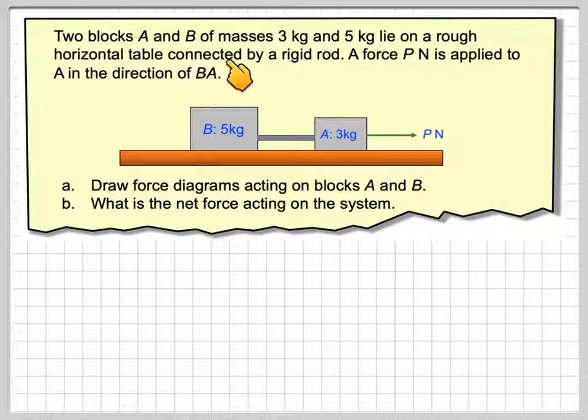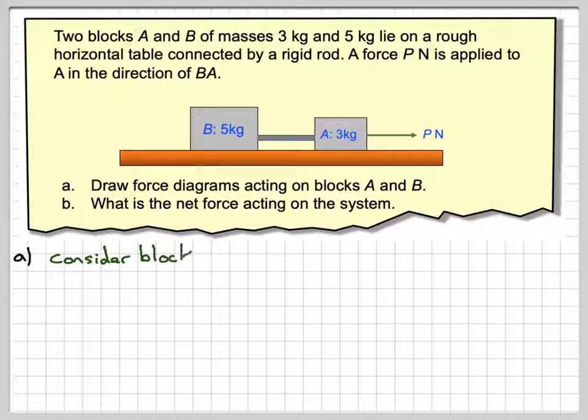Two blocks A and B, of masses 3 kilograms and 5 kilograms, lie on a rough horizontal table. Rough means we're going to have friction. They are connected by a rigid rod. A force of P newtons is applied to A in the direction of BA. So there's a force applied here. Draw the force diagrams acting on blocks A and B. What is the net force acting on the system?